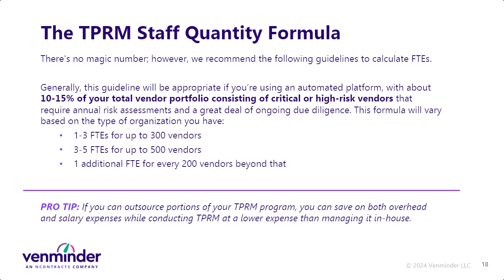Now, the guideline is for every about 300 vendors, 1 to 3 FTE, 3 to 5 for up to 500, and about an additional FTE for every 200 vendors beyond that. Now, I can hear a lot of you already thinking, well, I'm just a team of 1, and that's not uncommon. But the reason this is not optimal is because you have to be able to have some reasonable backup if you go on vacation or win the lottery or take another role within the organization.